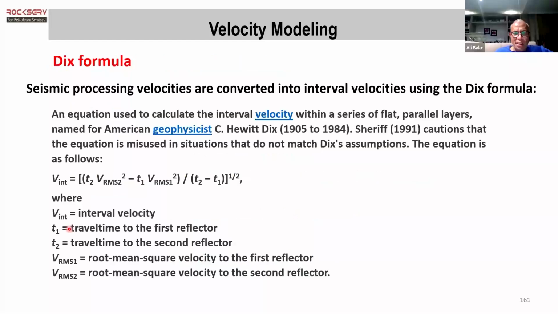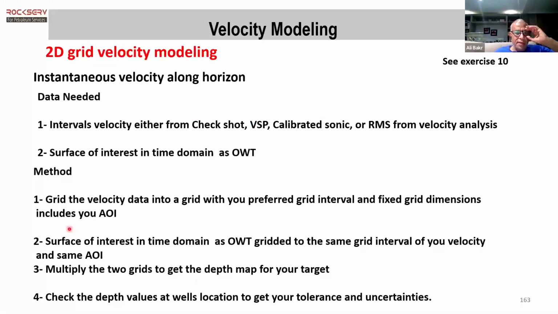Again, I'm not going to talk too much about this, but I'm going to end with two things: the 2D grid velocity model and the 3D grid velocity model. The 2D grid velocity model is very simple, where I'm supposing that you have a time map, and you have 5 wells or 4 wells.